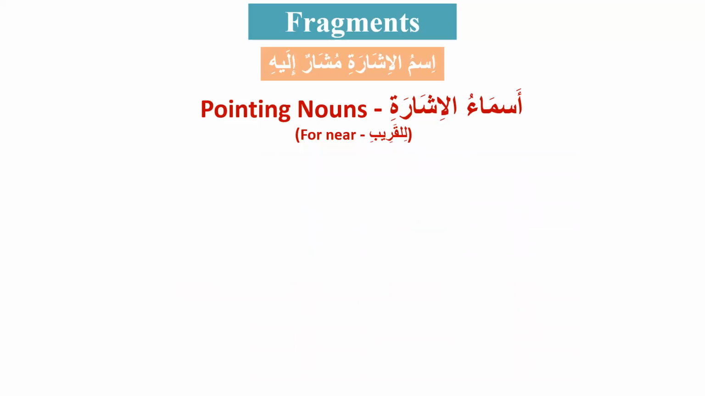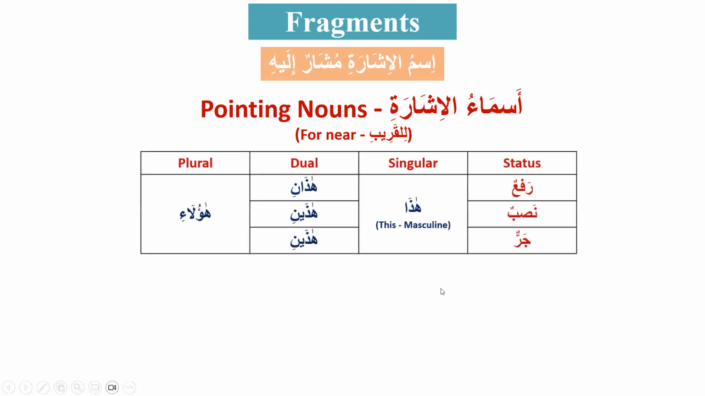And what's the rafa form of haulai? هؤلاء. Nasab, هؤلاء. Jar, هؤلاء. What's the dual of haza? هذان. What's its status? Rafa. What's the nasab? هذين. And jar, هذين. Haza, Hazani, Hazaini, Haulai. So that is the table for masculine.